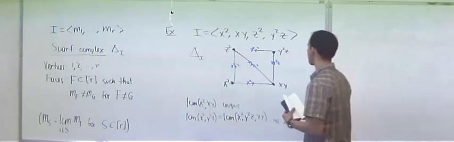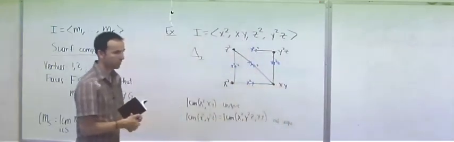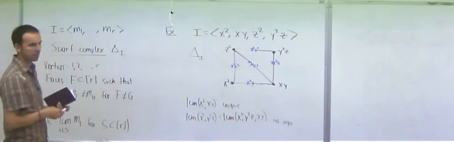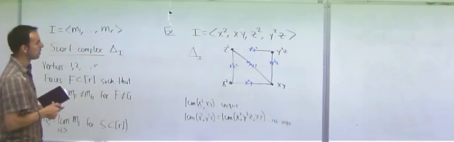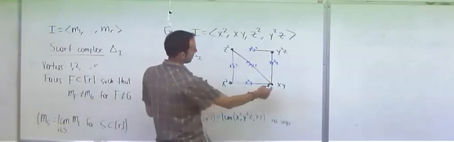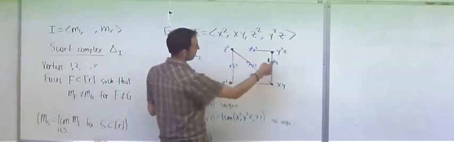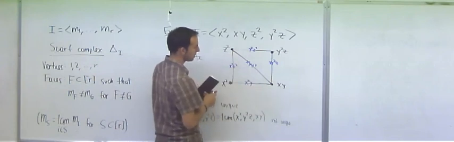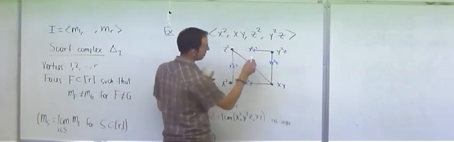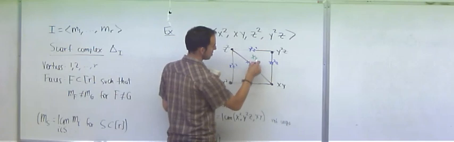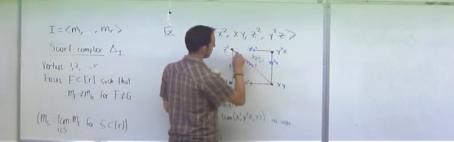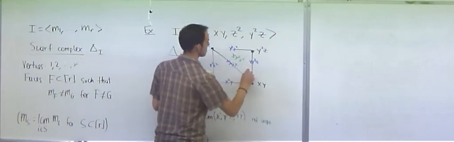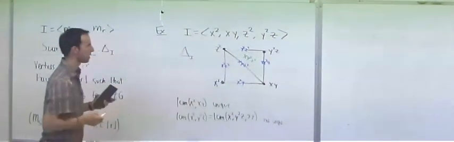Now, what are the faces of this Scarf complex? Well, they're going to be the triples of elements that have a unique LCM. So for example, what's the LCM of these three guys? It's x y squared z squared. And if you look at that, that's the only way to get that LCM. So I need to throw this triangle in.